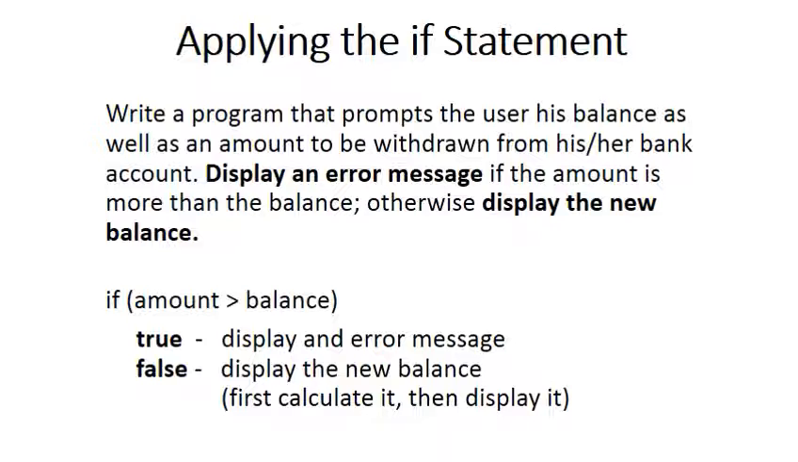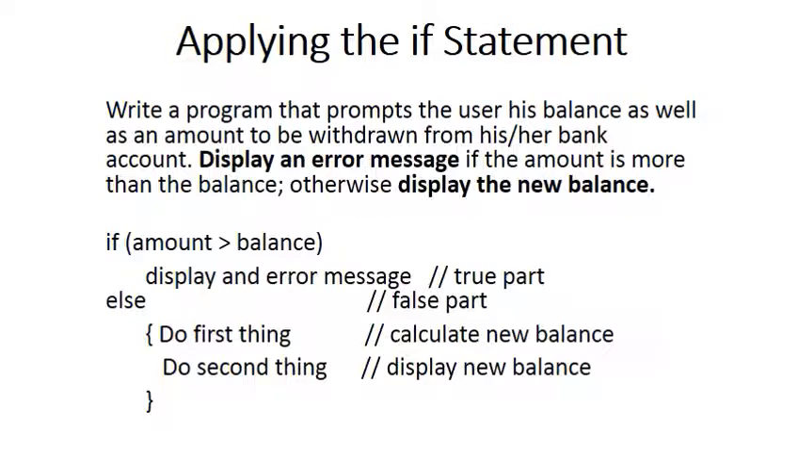Otherwise, display the new balance. So the false part of this if statement is to display a new balance. But obviously before you can display the balance, you need to calculate it. And you only calculate the balance if you are in the false part. You don't need to do it otherwise, because the balance won't change if it's true. So in the false part, there's two things that need to be done.